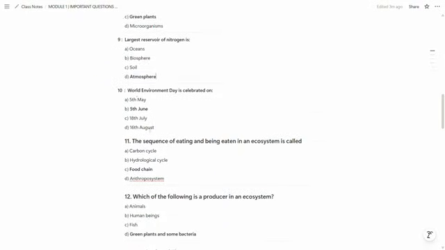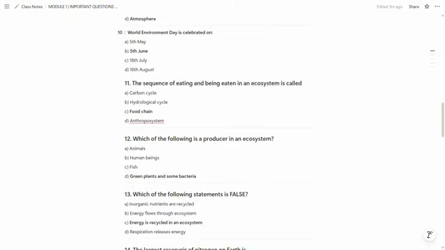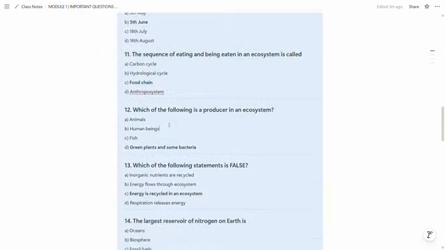D option is correct. Now, the 10th question is, World Environment Day is celebrated on 5th June. This is very important question. You have to learn these points. Now, 11th one is, the sequence of eating and being eaten in an ecosystem is called food chain. We called it as food chain.